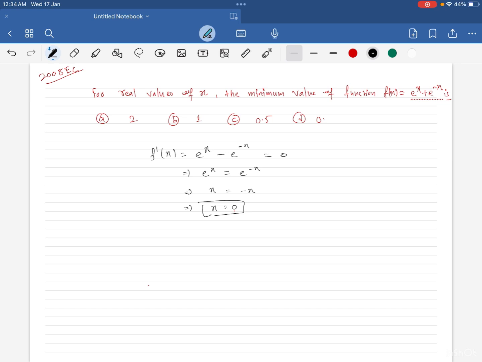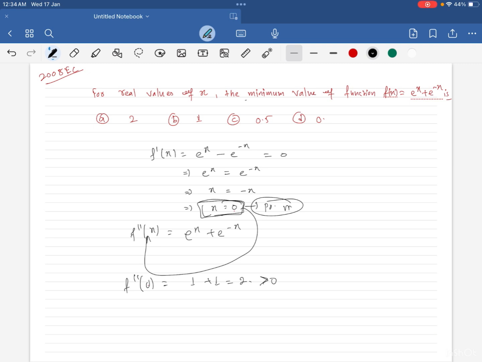Okay, so now we can take the double derivative. That will be e to the power x plus e to the power minus x. Now we can check this point. At 0 it is 1 plus 1, that is 2, right? So that is greater than 0. So that means this point is the point of minima, right? This is greater than 0, so this is the point of minima.